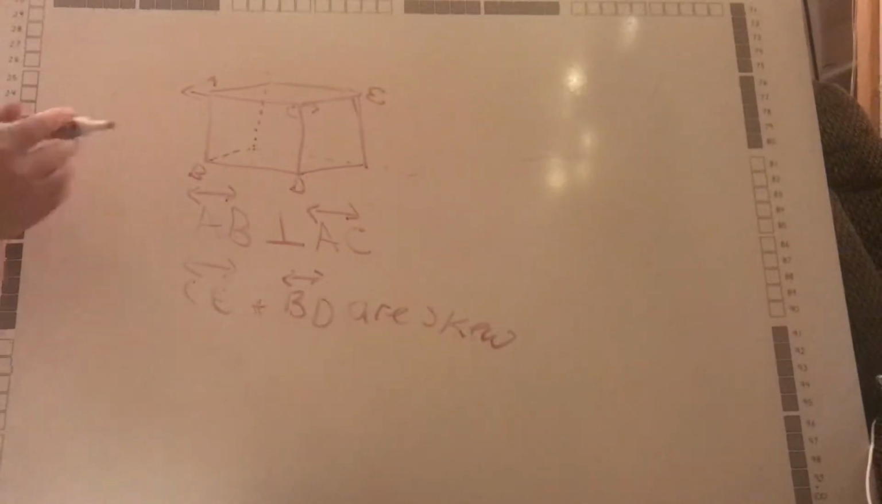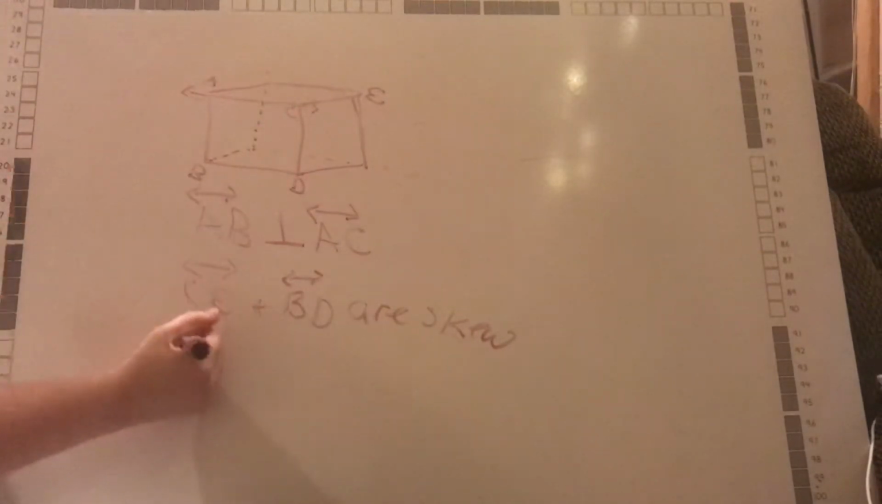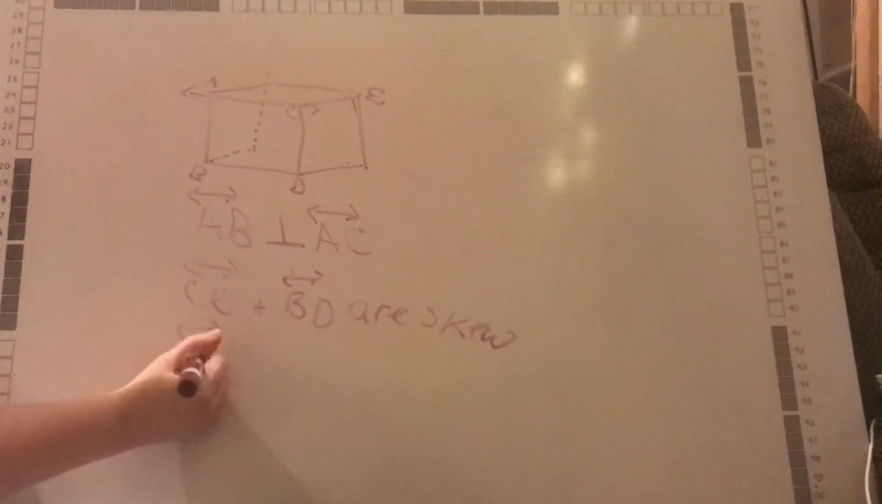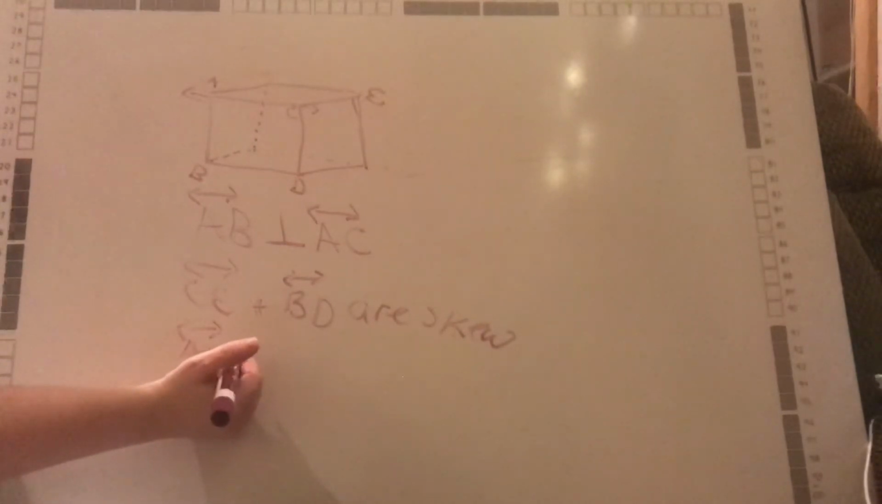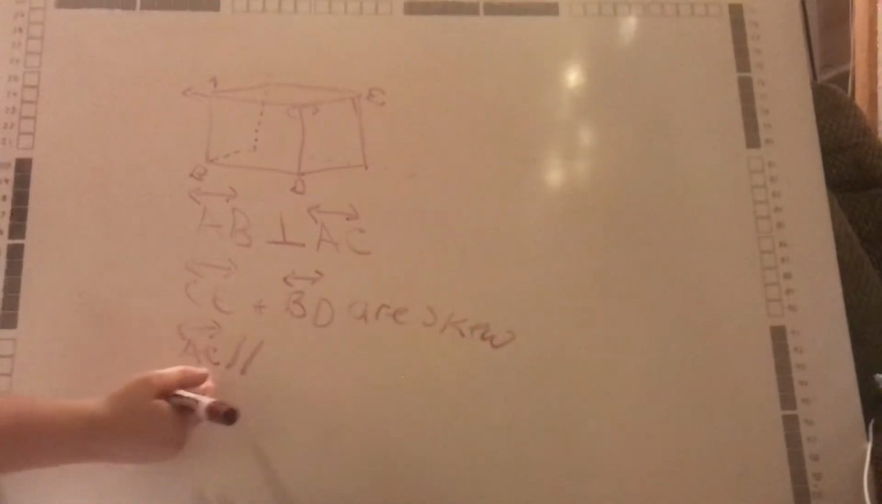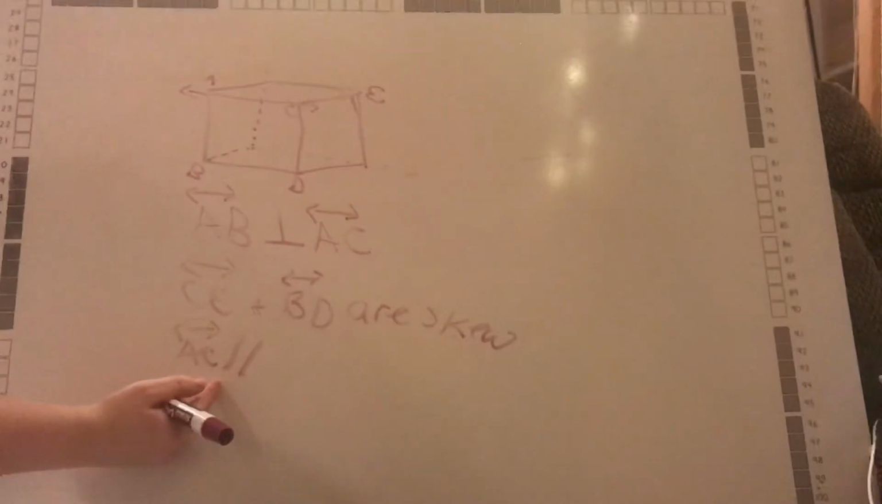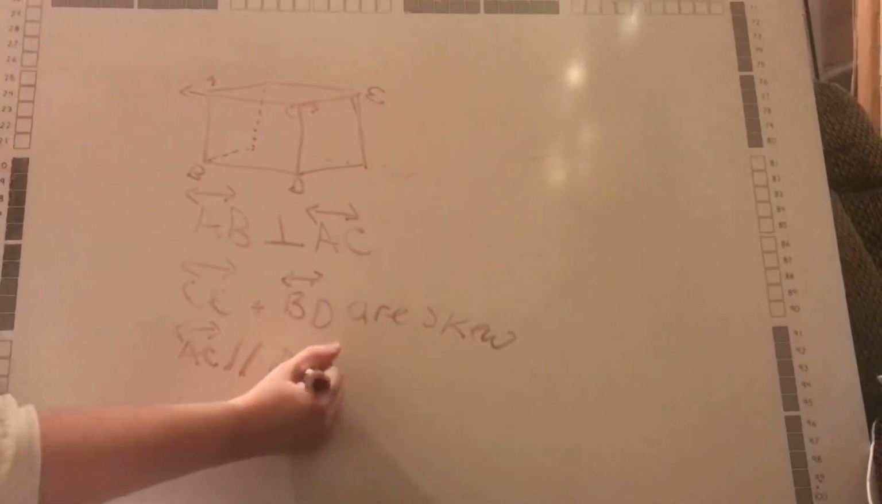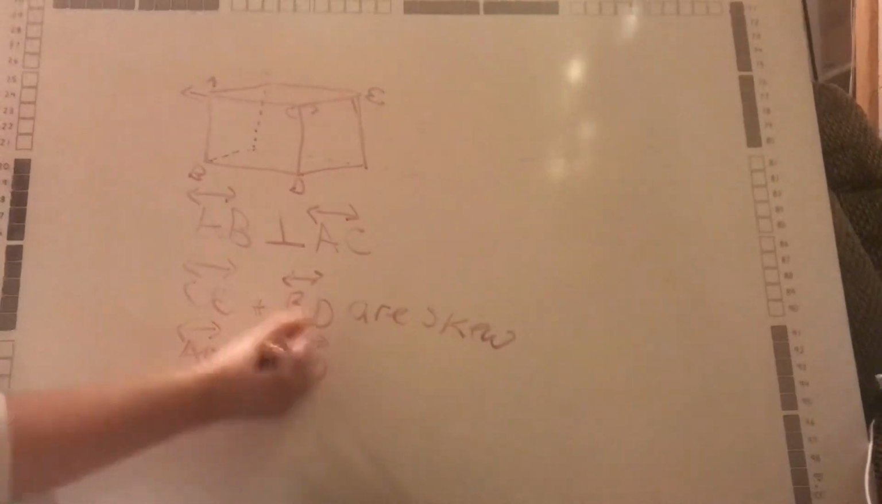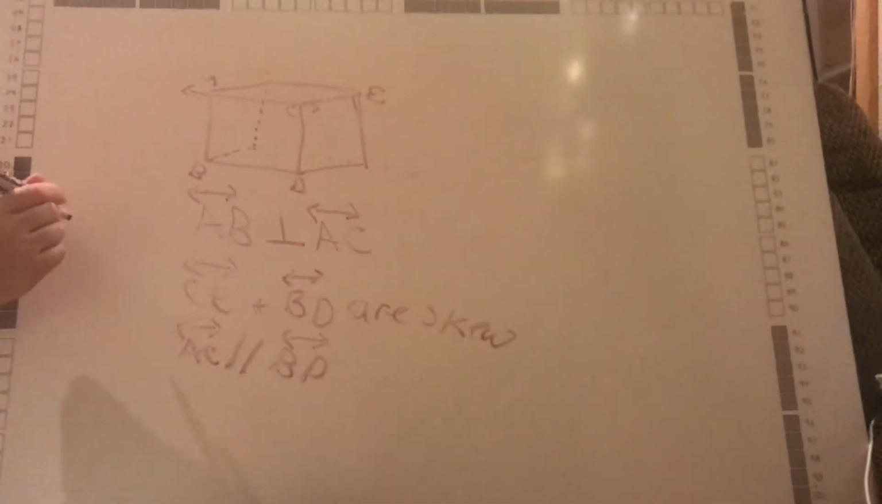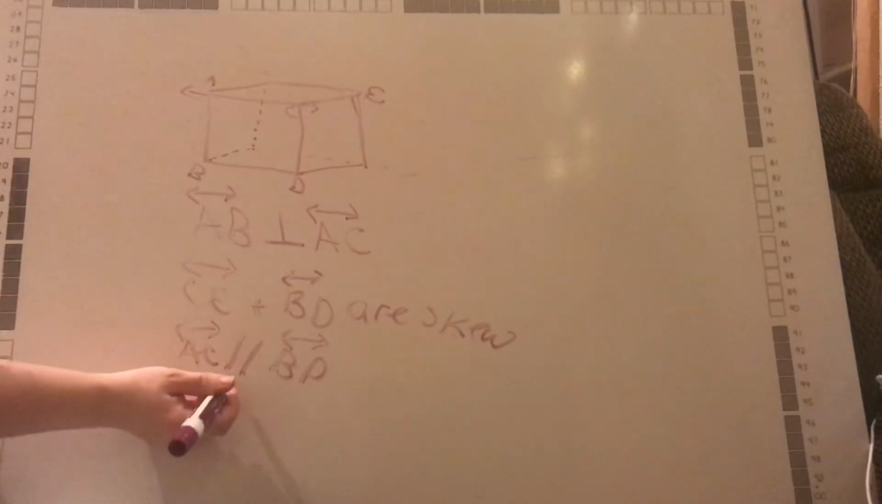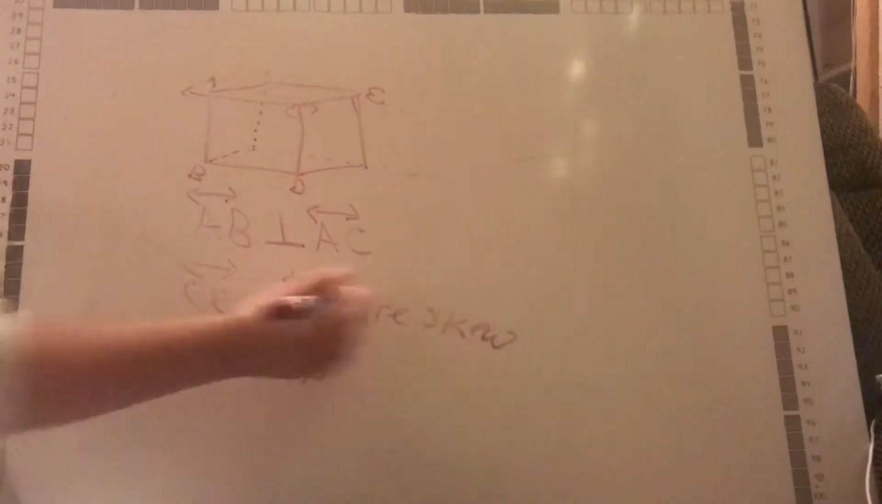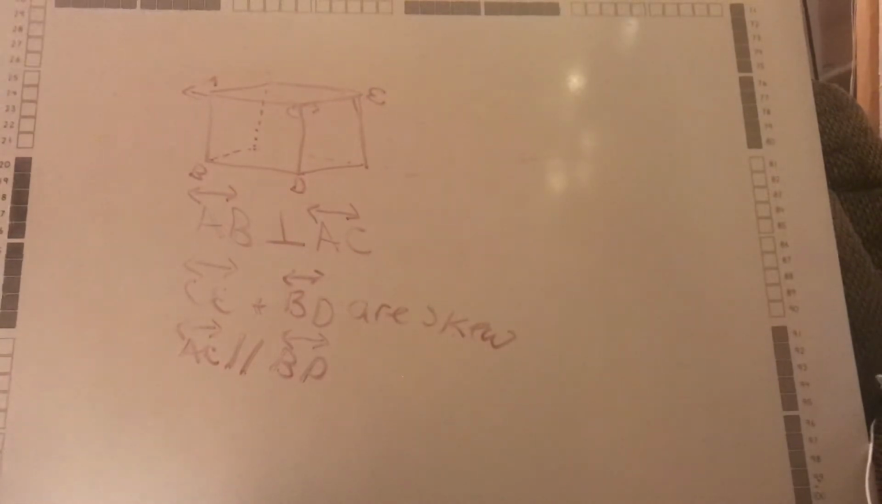And the last one is going to be AC. So line AC and BD. This is your symbol for parallel. So they are parallel. They run next to each other on the same plane but will never touch. Okay? And these are your symbols. Parallel, perpendicular. You have to write out skew.